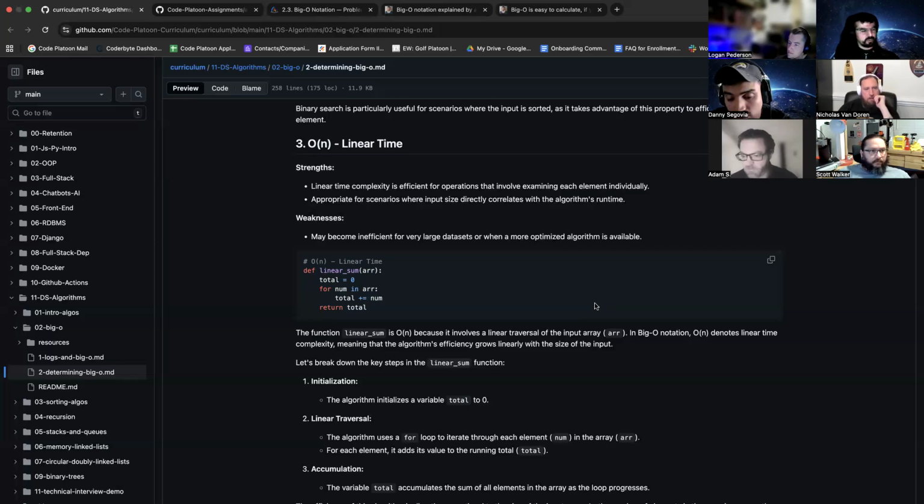Well, it depends on how big the array is. Does it? The size of the array affects the time. It doesn't affect the space at all.